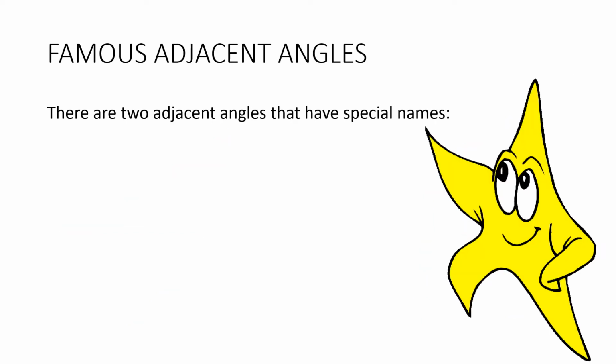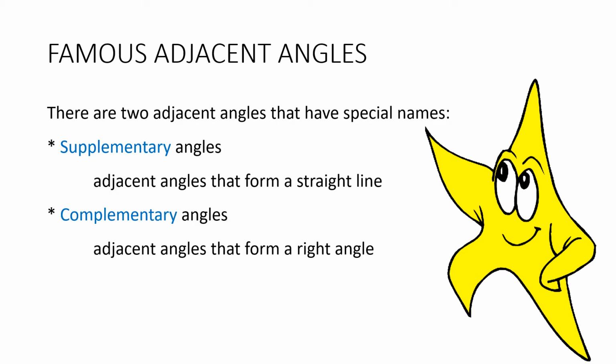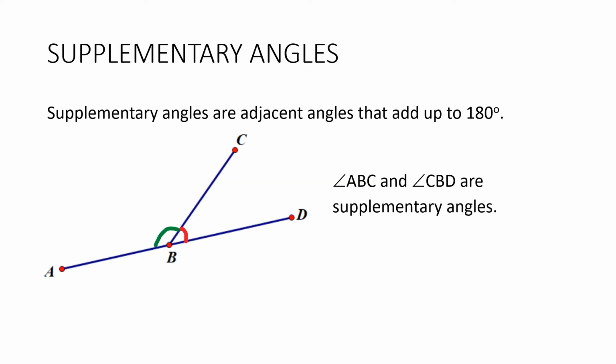There are two adjacent angles that have special names. And the first one is supplementary angles, and they're adjacent angles that will actually make a straight line, or 180 degrees. And then there's complementary angles, and they're adjacent angles that will form a right angle, or 90 degrees. Let's look at supplementary angles first.